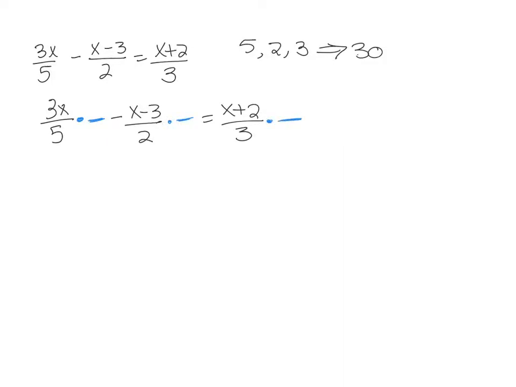So for the first fraction, I have 5 in the bottom. I need to multiply 5 by 6. If I do it to the bottom, I have to do it to the top. A 2 gets multiplied by 15. Got to go both ways. The 3 gets multiplied by a 10, bottom and top.